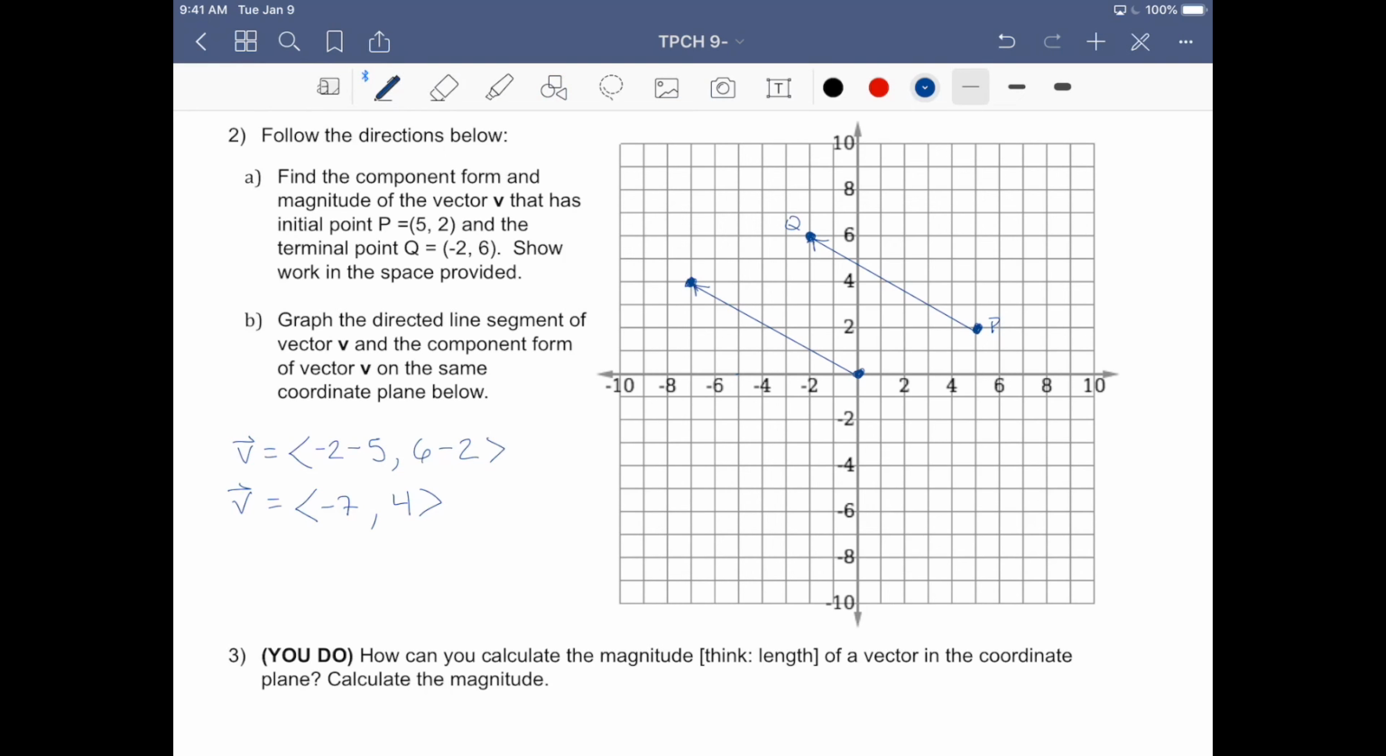Now notice that vector v in component form and PQ is the exact same length, same slope, everything. Just think about it as a translation. If I took point P, which is my initial point, and I went down 2 units and then right 5 units, and did the same thing for Q, that's where I end up with my component form. So I can move this around by a translation up, down, left, right, and it will be the same vector.